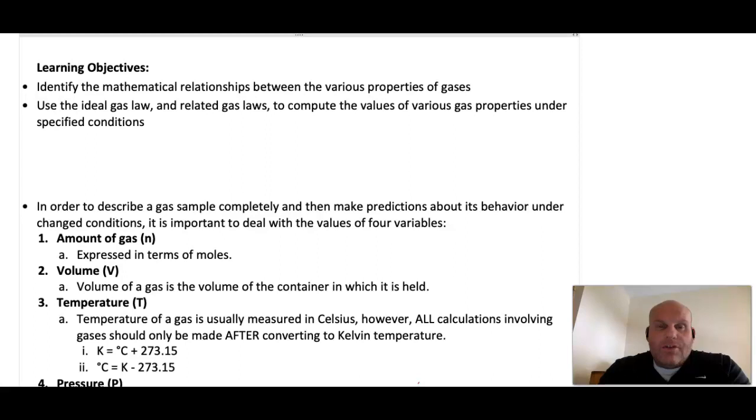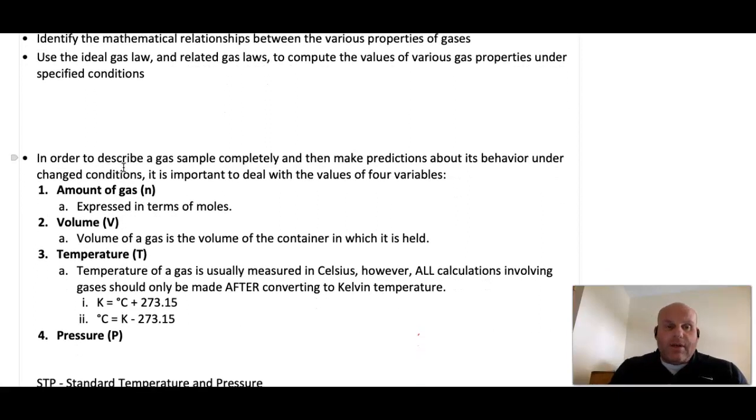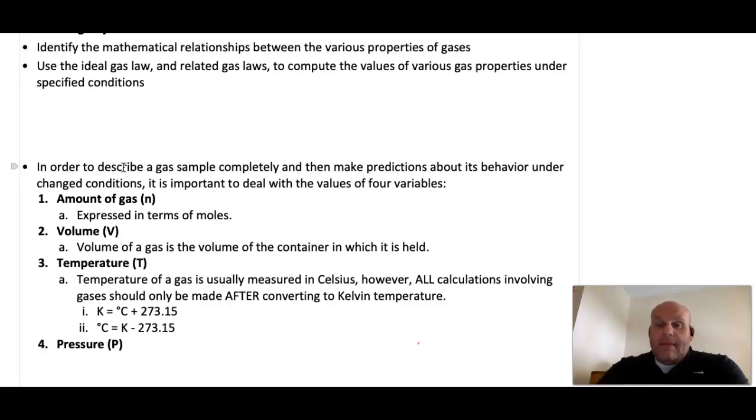Okay, in order to describe a gas completely, we are always going to encounter four variables. Four variables are always in play when I'm talking about a gas. Those are the amount of gas. The symbol used to represent the amount of gas is a lowercase n because it'll be in moles.